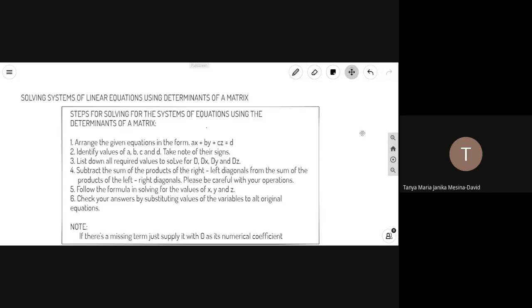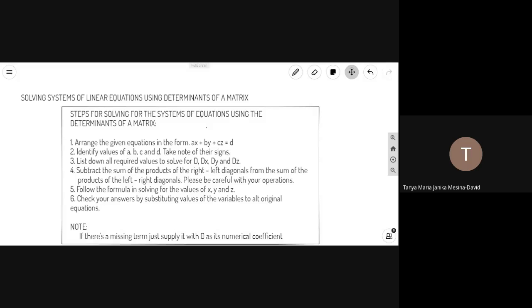So for this video, we will be looking at solving systems of linear equations using determinants of a matrix. In the previous video, we tried to solve systems of linear equations using the process of elimination. Now, we will be using the determinants of a matrix as a means to solve systems of linear equations. As you can remember, a matrix, as we discussed before, is a rectangular array of numbers.